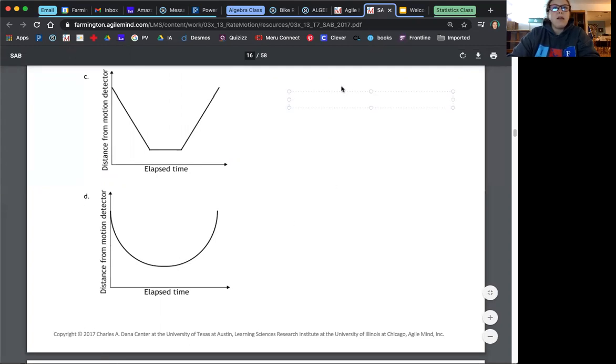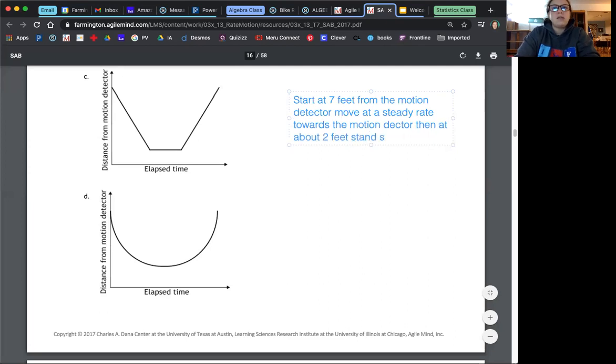So again, I want you to think about what this is, maybe go into Agile Mind and try Terrence out yourself, but your description should be something like: start at 8 feet or even maybe a little less, 7 feet from the motion detector, move at a steady rate towards the motion detector, then at about 2 feet, stand still, no moving, stand still for a few seconds, then move away from the motion detector at about the same steady rate. Okay, so kind of a long description, but we've been working to add those details in.